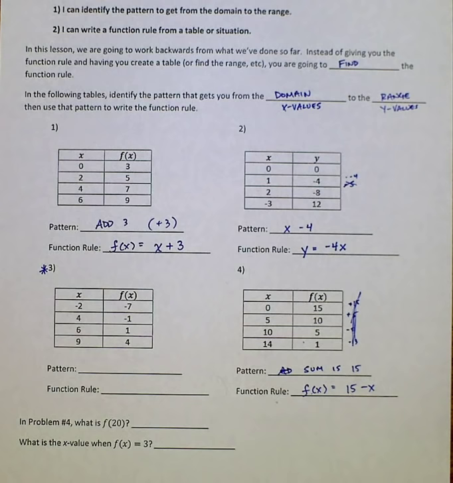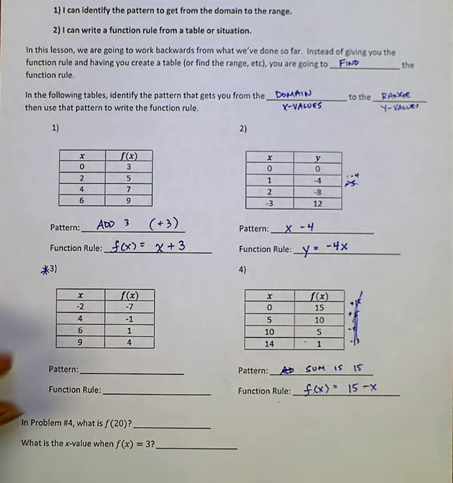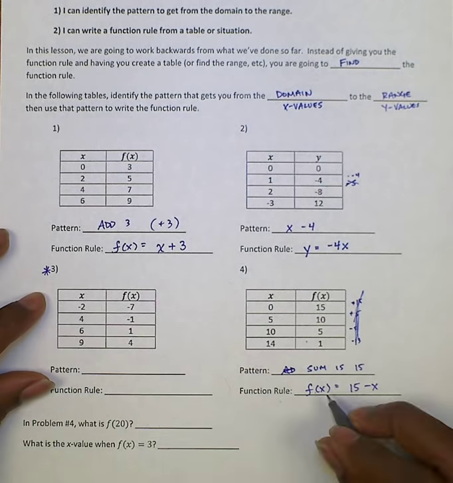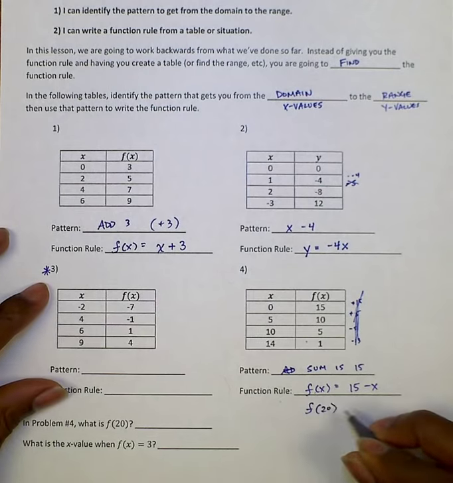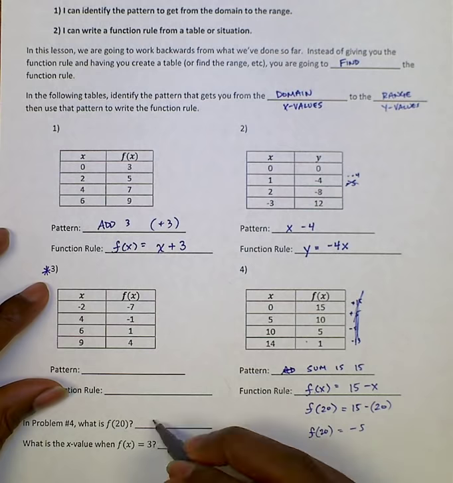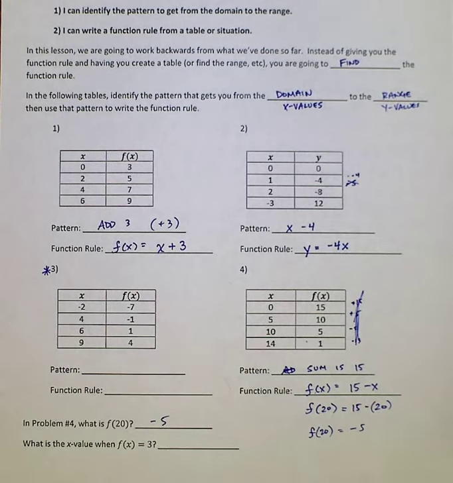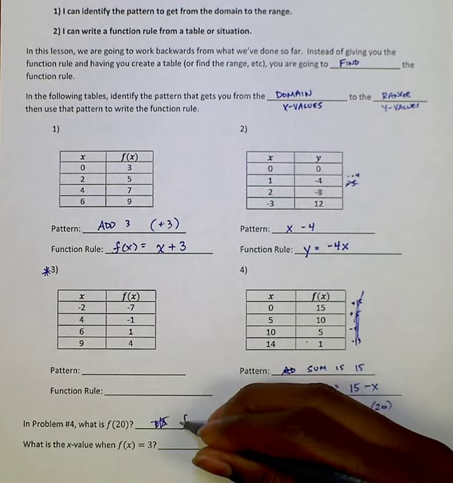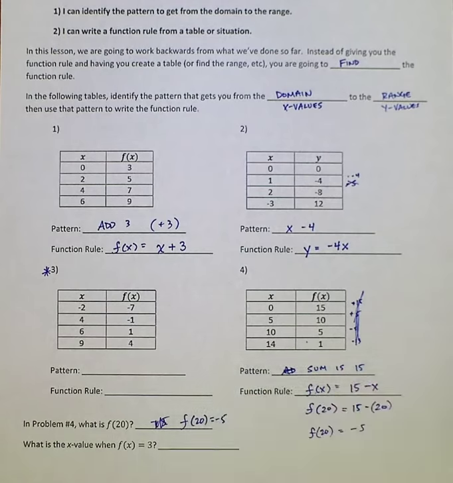Alright, so in problem number 4, what is f of 20? Okay, and this is how we can use our function rules as we've been evaluating them before. Well, now we can say, f of 20, what I do is I plug in 20 for x. And so if x was 20, 15 minus 20 is negative 5. So f of 20 is negative 5. And I should probably write that here. F of 20 equals negative 5. And so that function rule really allows us to plug in any value that we want and simplify it.